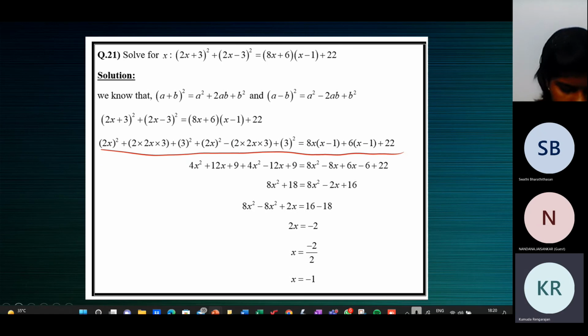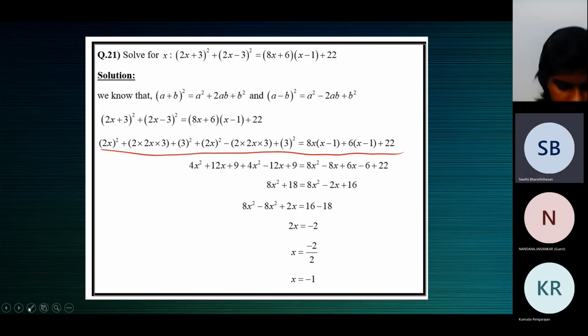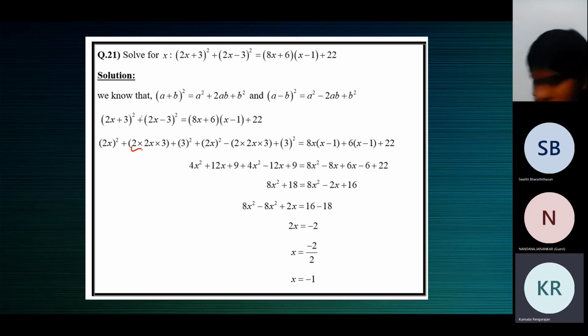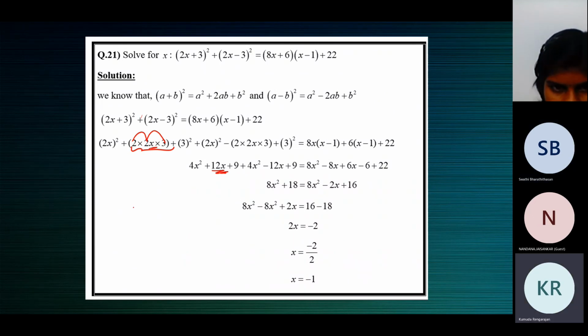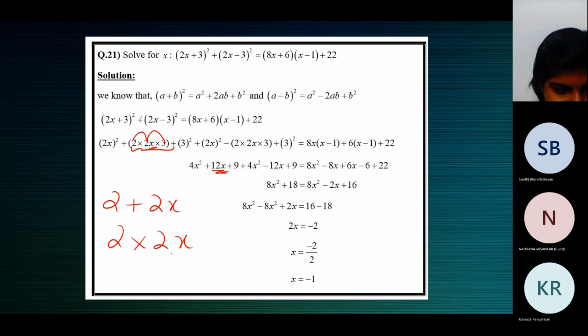All right, children, take a screenshot, children. Ma'am, on the third step, I don't know how that 12x came. Yeah, this one. 2 into 2, 4. 4 into 3, 12. 12x. Ma'am, but they're unlike terms, no, ma'am. You can multiply, no? Unlike terms can be multiplied. You cannot add or subtract unlike terms. You cannot add 2 and 2x, but you can multiply 2 and 2x.